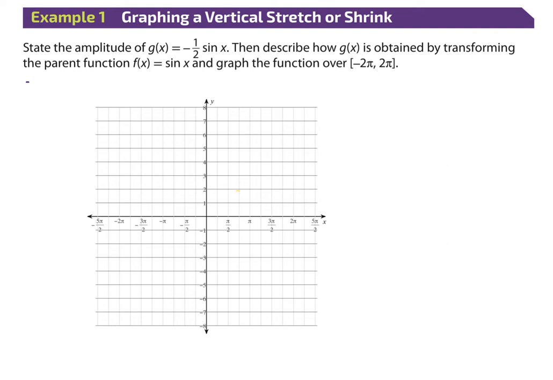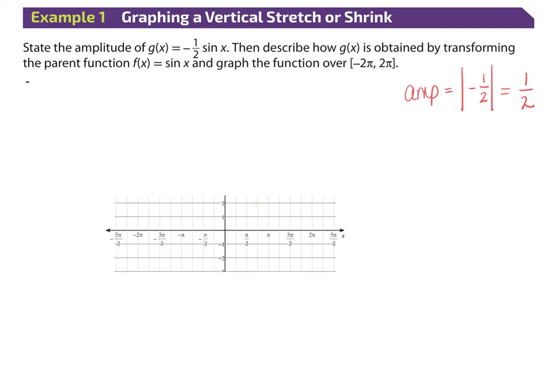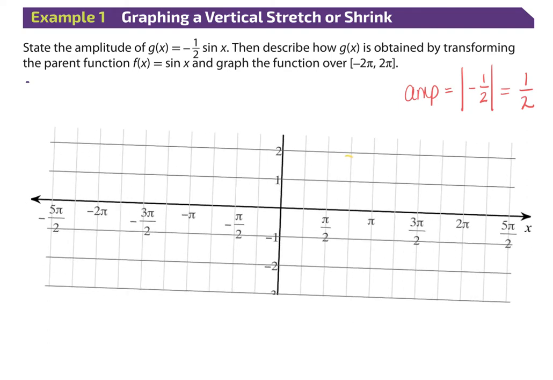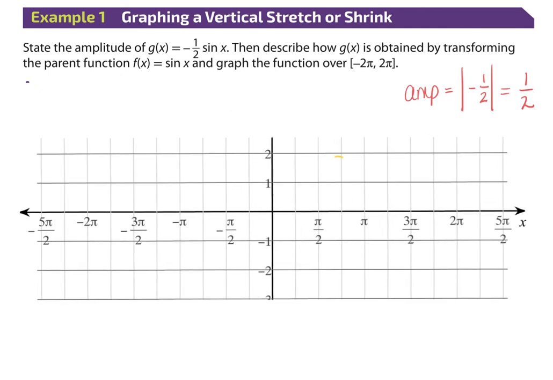it. All right? So if we look at this guy, my amplitude is the absolute value of the number in front of my sine. So my amplitude here is going to equal the absolute value of negative 1/2, which is just 1/2. Now, what does this tell me? Well, this tells me that the furthest I'm going to get from my middle is going to be 1/2. So if I take this, I am going to graph it the same. The only shifting that has happened is my amplitude.